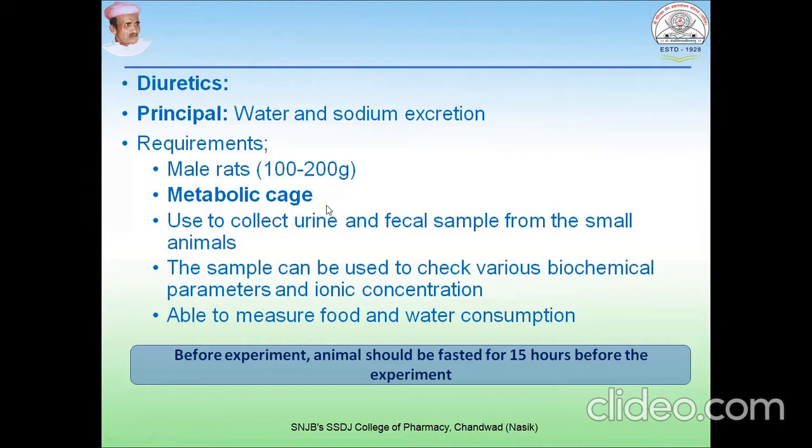For this experiment, two groups can be made with three animals each, and these animals are placed into the metabolic cage. Before experiments, rats are fed with standard diet and water ad libitum, but 15 hours prior to the experiment, food and water shall be withdrawn. Urine excreted by the animal is recorded after 5 hours and after 24 hours, and from this sample the sodium content is determined using flame photometry. Let's see the metabolic cage and its description.